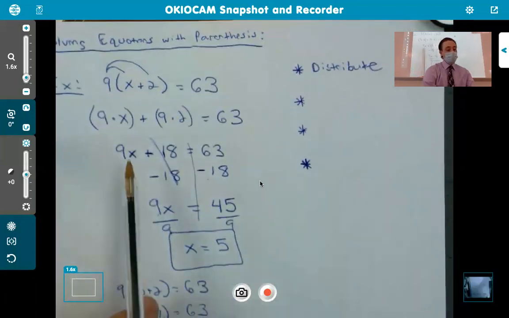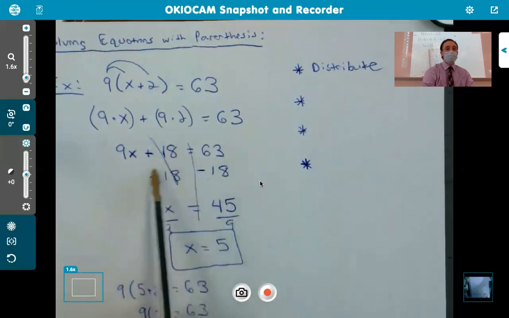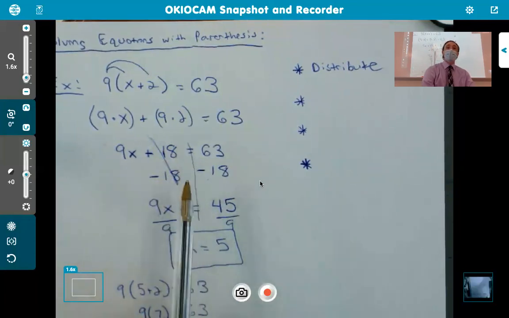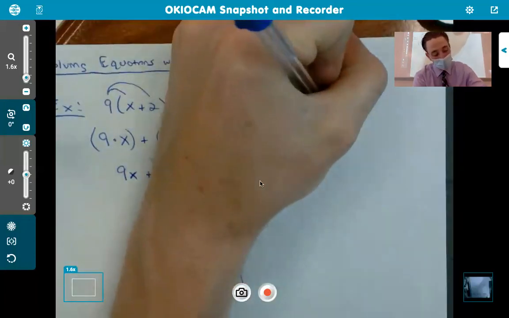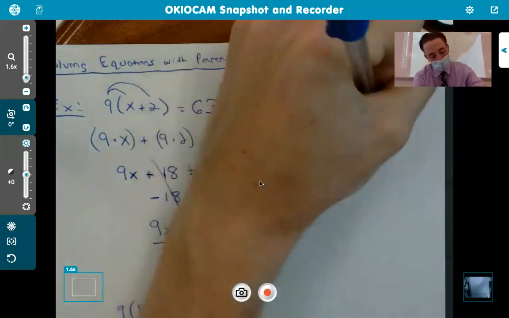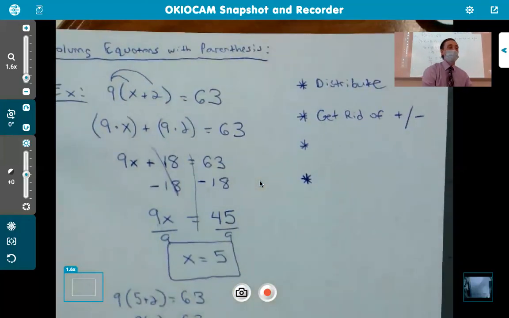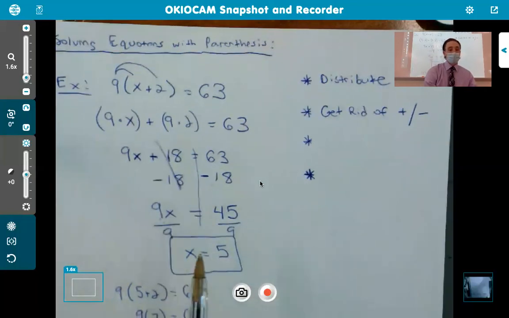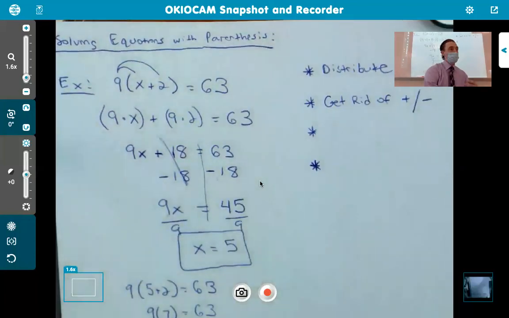My next step, what did I do right here with this 18? Subtracted on both sides. So I got rid of a term using addition or subtraction, right? And it's similar to what we saw yesterday. So get rid of any addition or subtraction. I'm going to write plus/minus to symbolize addition and subtraction, right? So get rid of those extra terms. If you have addition, subtract on both sides. If you have subtraction, add on both sides, right? Those inverse operations.